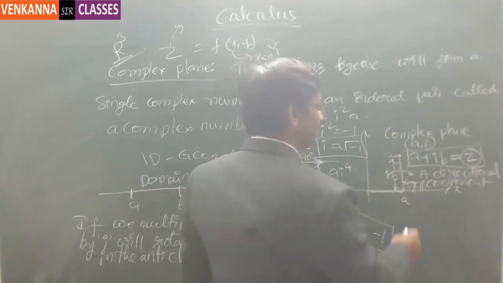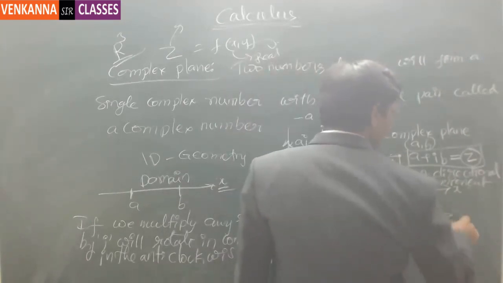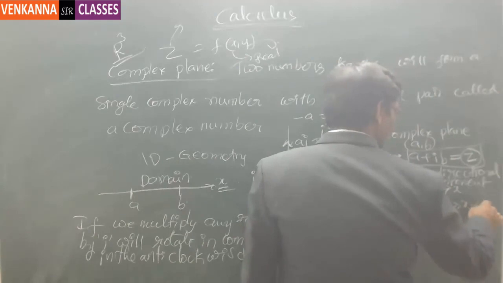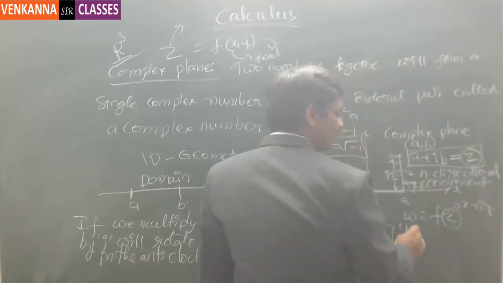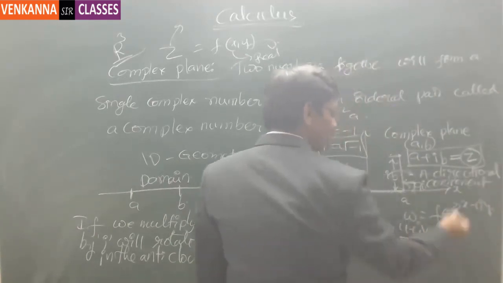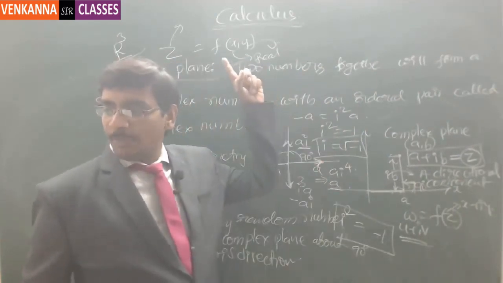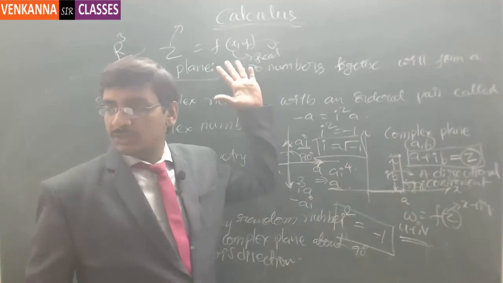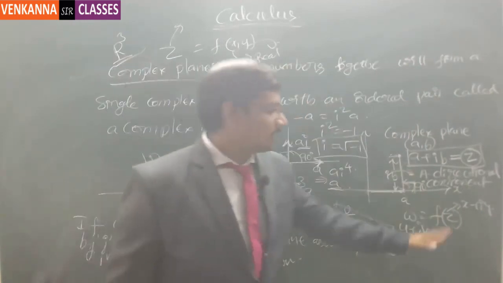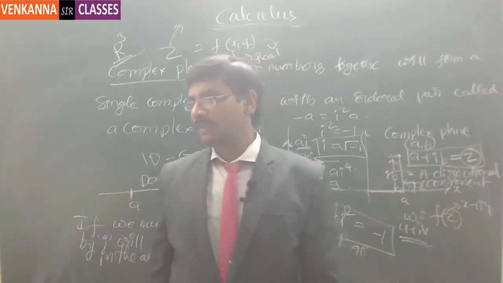Got it? That means if you want to find the function f of z, here z is x plus iy, and whatever result you get is also in the form u plus iv. So you cannot separate it, but here each part is separated separately. That's why we call this real analysis and we call this complex analysis. Got it?